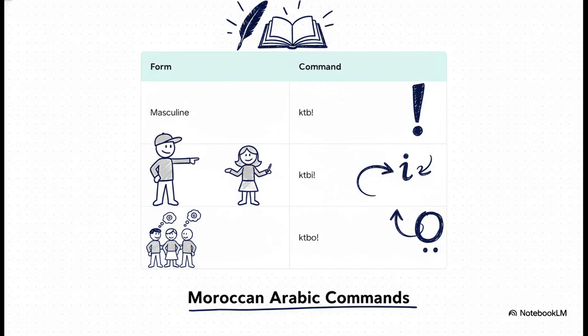Let's take the verb kataba, which means to write. To tell a guy to write, you just say kutub. See? Super simple. Now, for a woman, you just add a little E sound at the end. Kutubi. And if you're talking to a group of people, you add an O sound. Kutubu. This is the pattern you need to remember. Masculine is the basic form. Feminine adds an E, and plural adds an O. Once you get that, you'll see it everywhere.